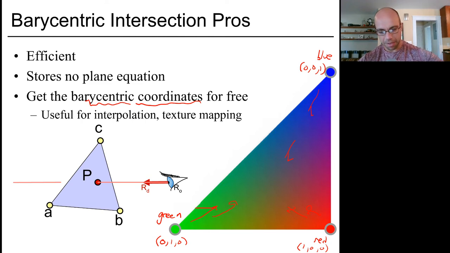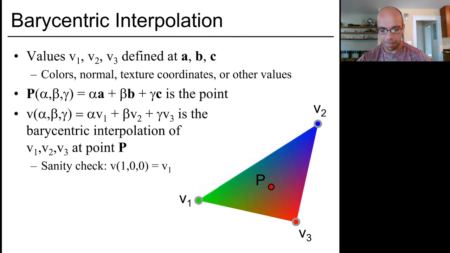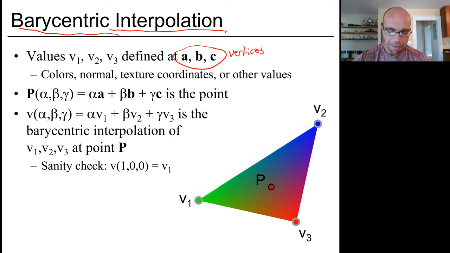So here's a common trick in computer graphics. This is called barycentric interpolation. This is really critical for you guys to understand, which is to say, let's say I have a triangle that's defined by three points, A, B, and C. So these are the vertices of our triangle. But now I'm going to attach some additional information to the vertices.